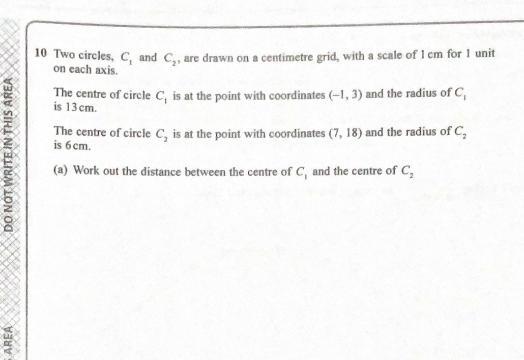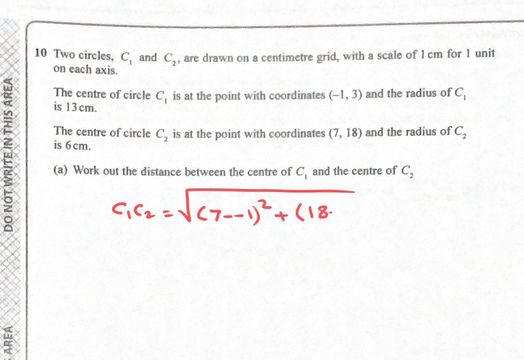To find the distance between the centers, you can use the distance formula. So C1C2 equals square root of 7 minus -1 squared plus 18 minus 3 squared equals 17 centimeter.